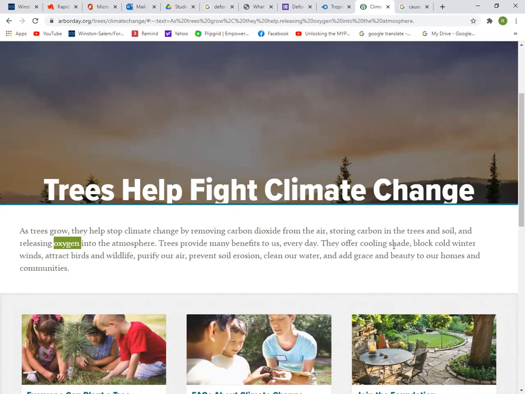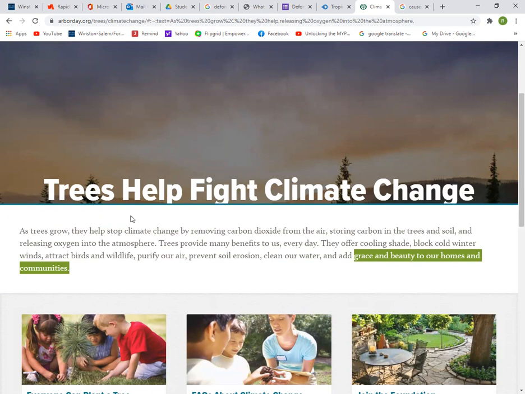They offer cooling shade, block cold winter winds, attract birds and wildlife, and purify our air. They also prevent soil erosion because their roots bind the soil. Trees also clean our water because they absorb even the pollutants and process this. They add grace and beauty to our homes and communities. So we need to protect the trees. And what can we do to protect the trees?